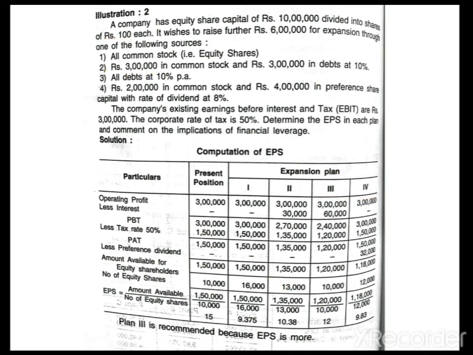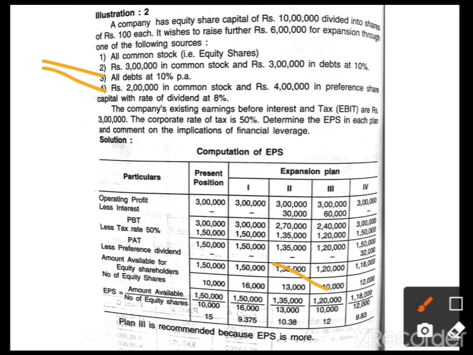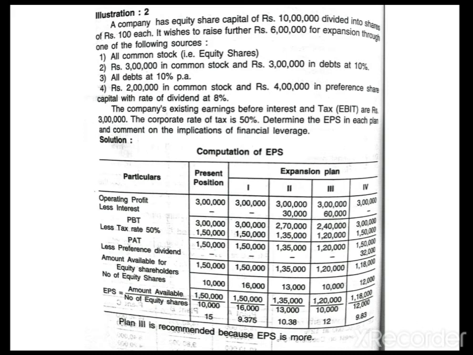Okay. Next, in plan 3, how many equity shares? In plan 3 all are debt. It means as per the new plan there are no equity shares. In such a case, whatever old equity shares there are have to be taken. Old equity shares 10,000, again 10,000. In plan 4, 2 lakh is common stock and 4 lakh is preference shares. So then we need only 2 lakh. So 2 lakh divided by 100 is 2,000. 10,000 plus 2,000, 12,000 equity shares.